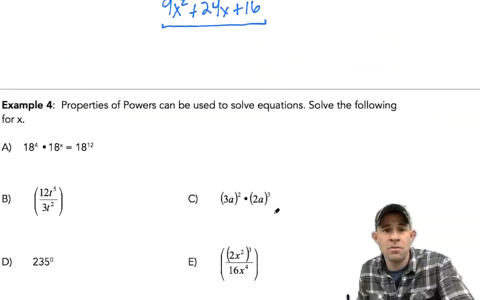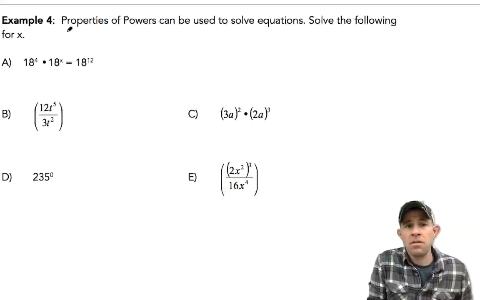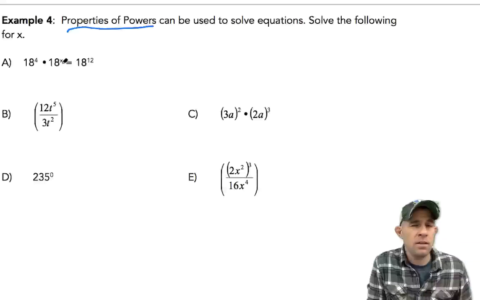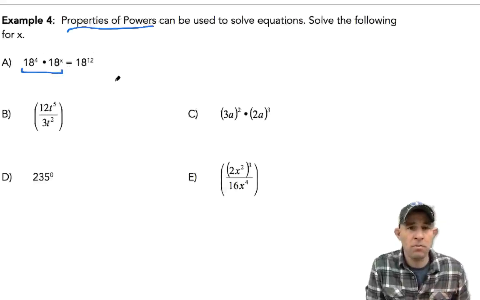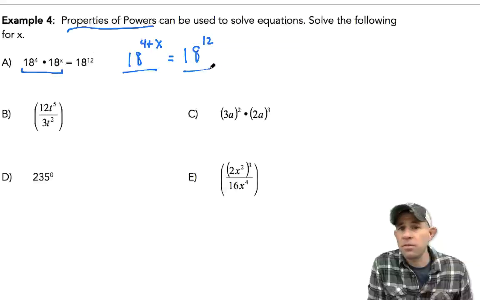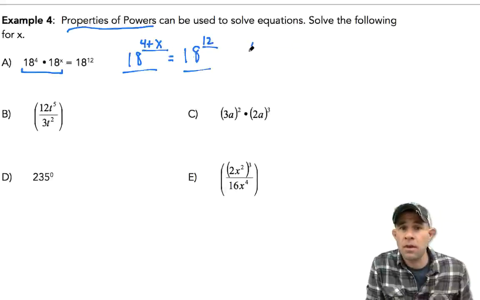All right, let's move down and let's try example 4. Again, just trying to remember some of these properties of powers. So what happens when we have 18 to the 4th times 18 to the x equals 18 to the 12th? Well, on the left-hand side, if we use our properties of powers to simplify that, we'll have 18 to the 4 plus x needs to be equal to 18 to the 12th. Now again, if this is an equation, both sides are equal. If our bases are equal, then our exponents need to be equal. In other words, 4 plus x needs to equal 12, and therefore x needs to equal 8.